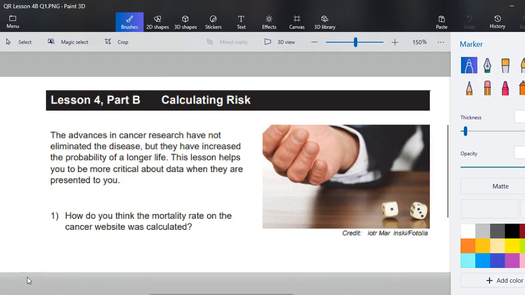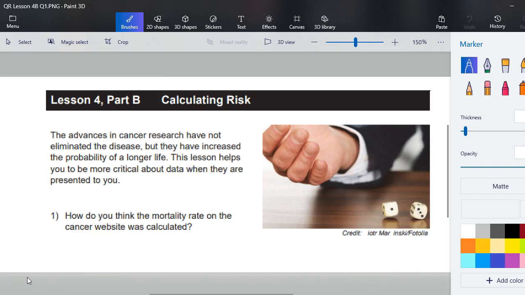Welcome to Lesson 4B. The advances in cancer research have not eliminated the disease, but they have increased the probability of a longer life. This lesson helps you to be more critical about data when they are presented to you. How do you think the mortality rate on the cancer website was calculated? Hit pause, add an answer or two, and then come back.